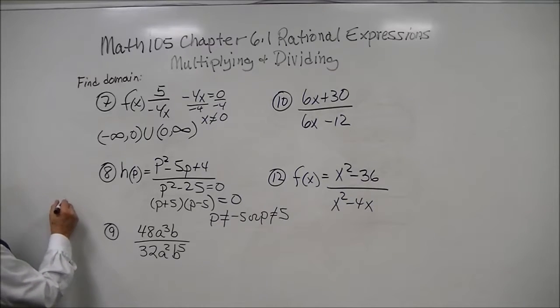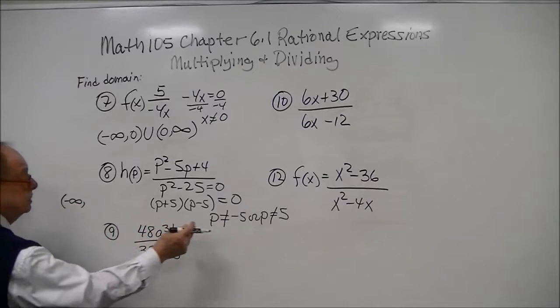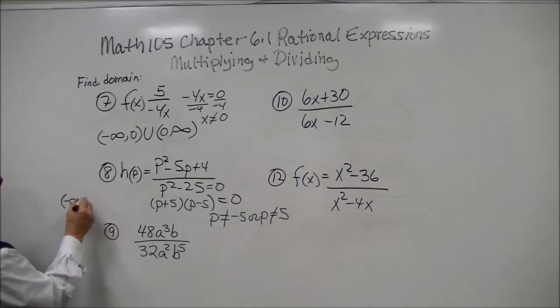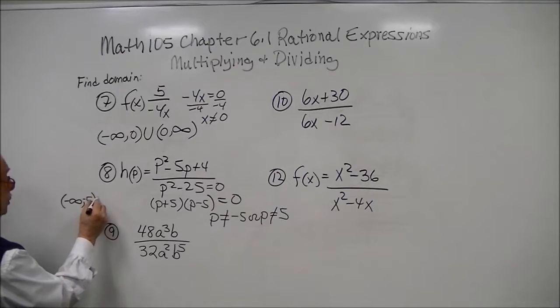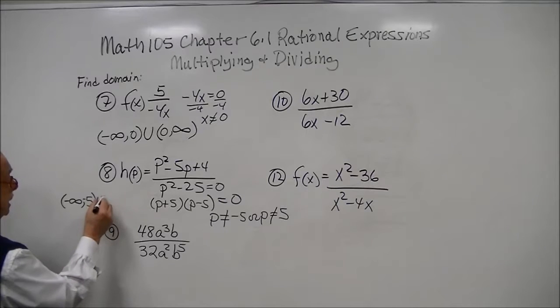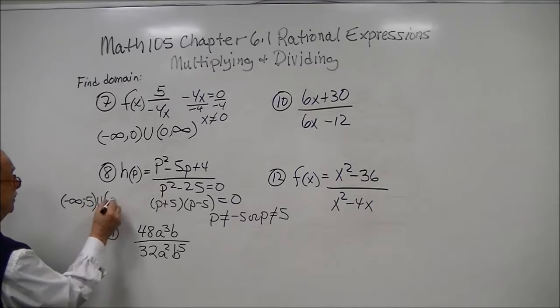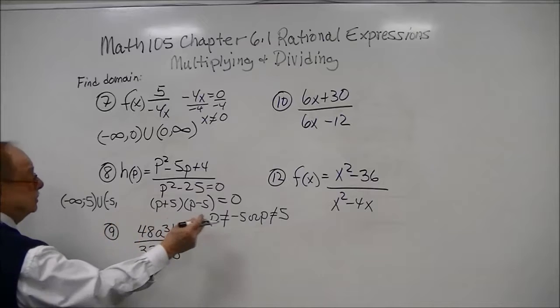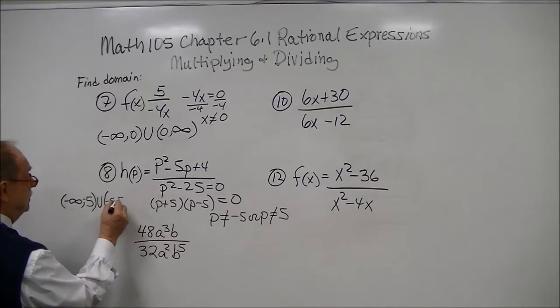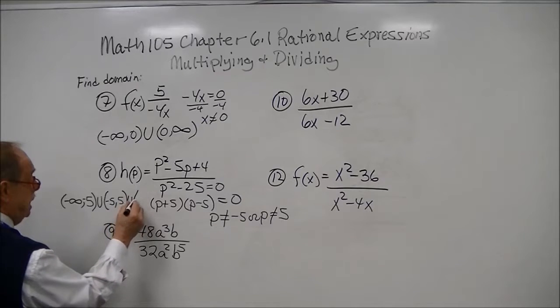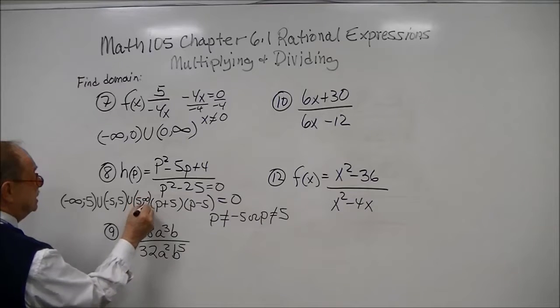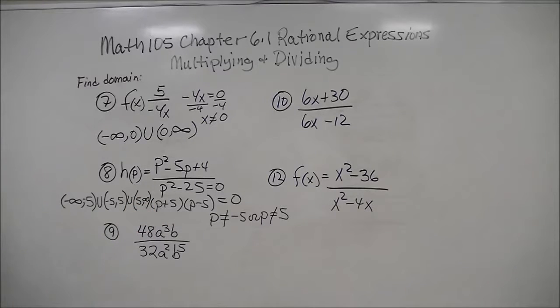Well, again, it's from negative infinity up to negative 5, parenthesis, union, again, starting at negative 5, up to a positive 5, union, starting at 5 again, and then up to positive infinity. Almost ran out of room there.